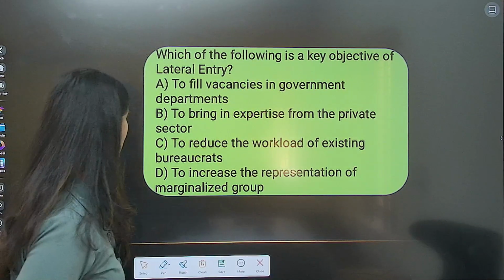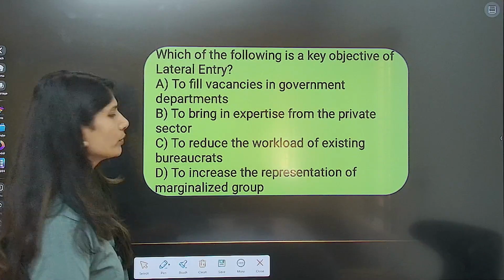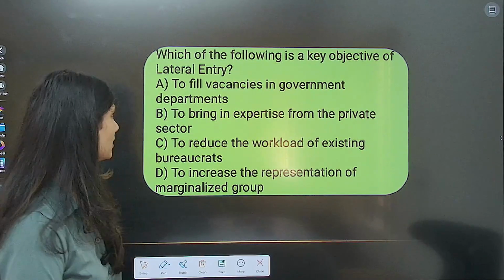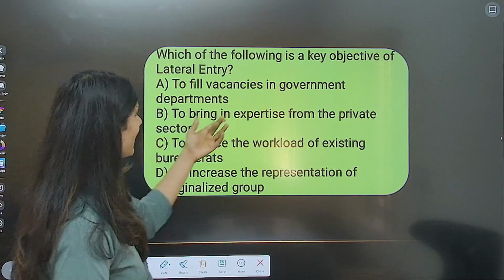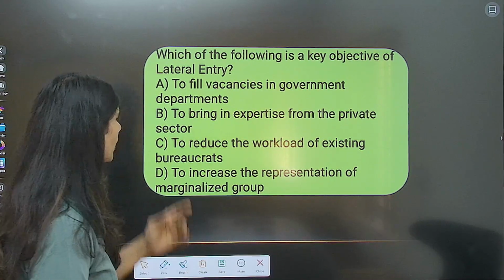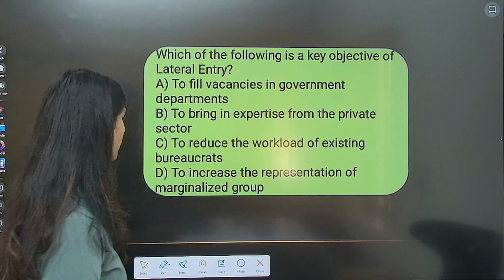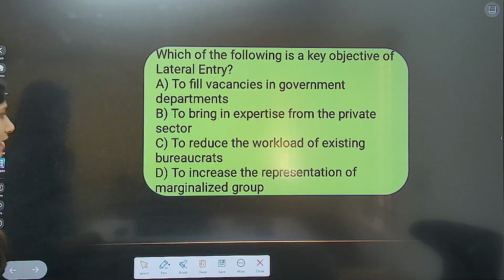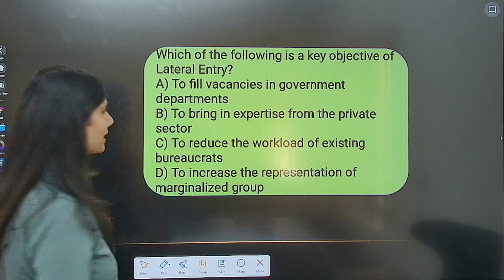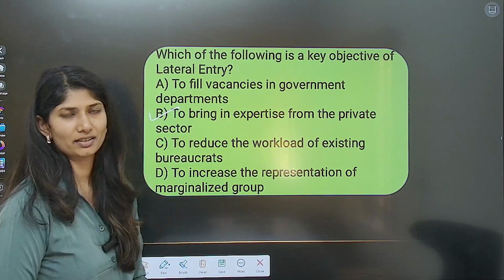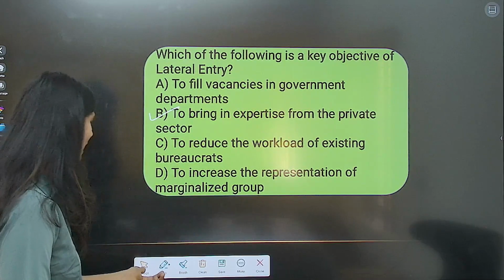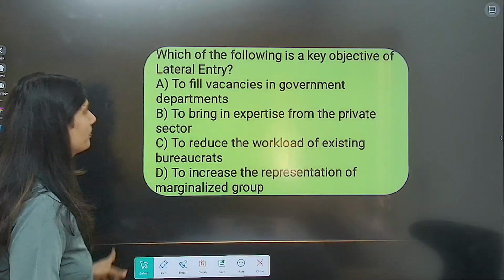Next question. Which of the following is a key objective of lateral entry? To fill vacancies in government departments, to bring in expertise from the private sector, to reduce the workload of existing bureaucrats, to increase the representation of the marginalized group. The correct answer is to bring in the expertise from the private sector. This is the whole objective of your lateral entry.